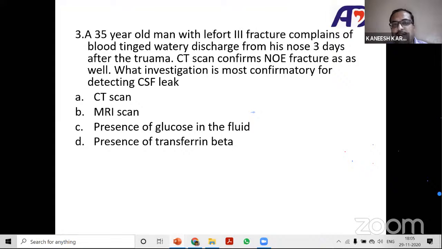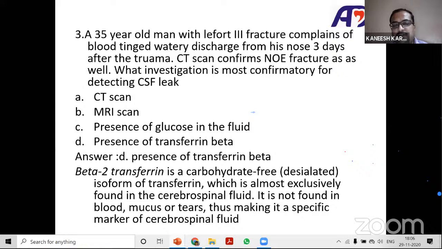A 35-year-old man with Le Fort 3 fracture complains of blood-tinged watery discharge from his nose 3 days after the trauma. CT scan confirms NOE fracture as well. What investigation is most confirmatory for detecting CSF leak? Yes, it is presence of transferrin beta.